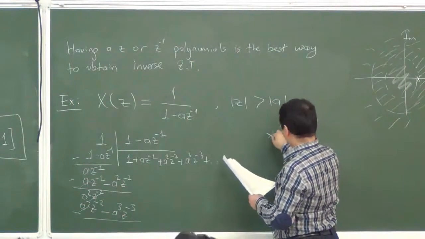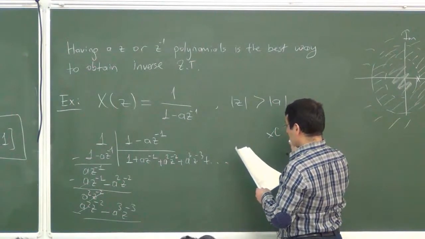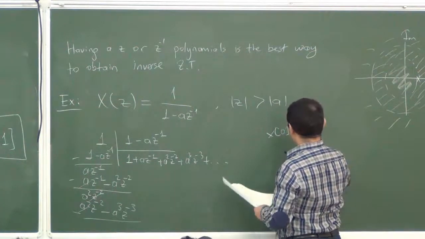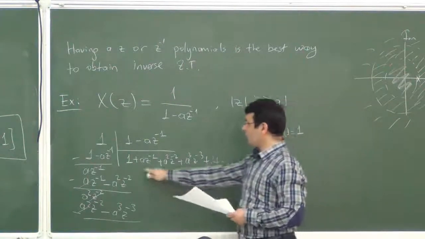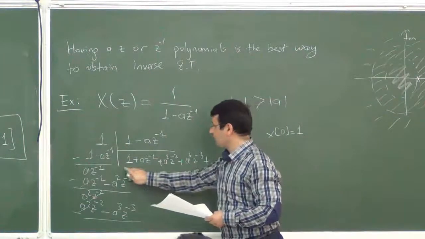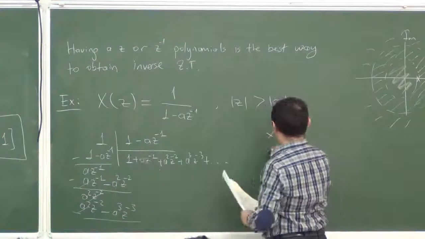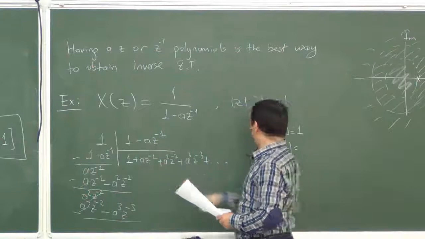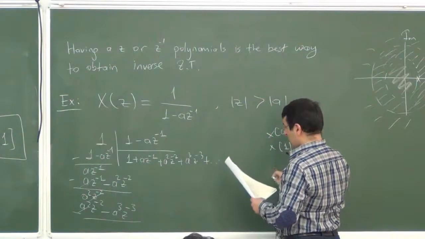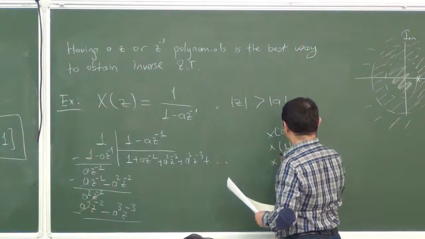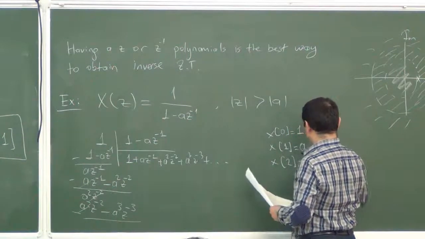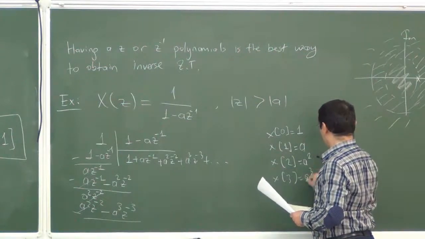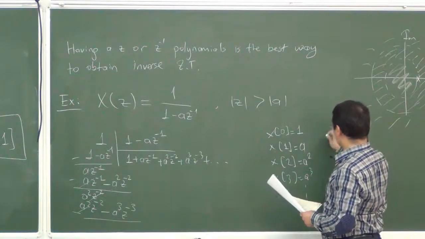So what is x0 in this case? x0 is 1. So this is the infinite length polynomial, as you see. What about x1? It is the z to the minus 1 term, so it is a. What about x2? It is a squared in this case. What about x3? It is a cubed, and it goes something like this. What about xn?